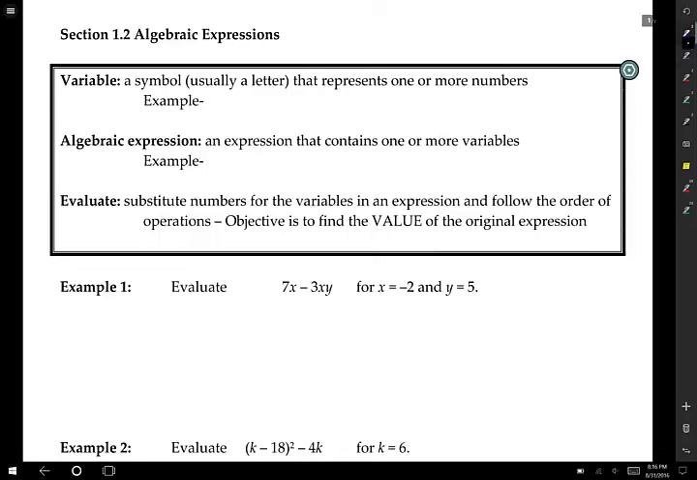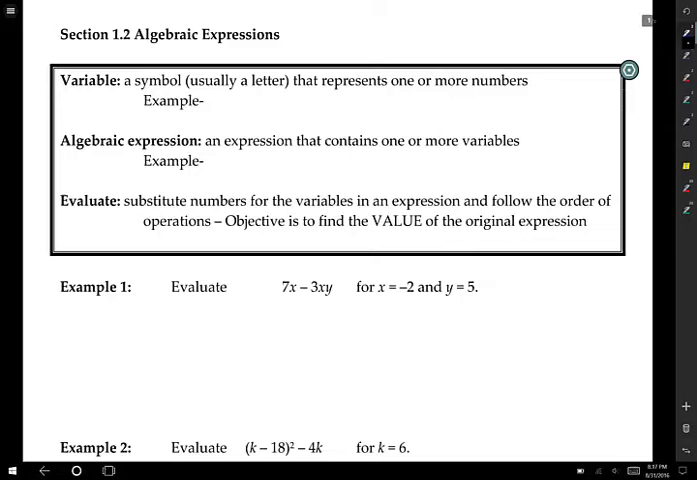Hello, Algebra 2 students. We're talking today about section 1.2 and algebraic expressions. Basically, an expression is when we combine a number of letters, variables, numbers, and algebraic operations together to make a phrase. And so we just want to go through some terms first.